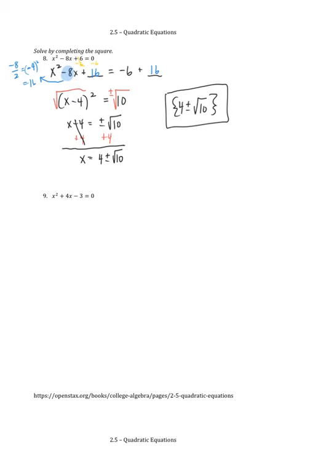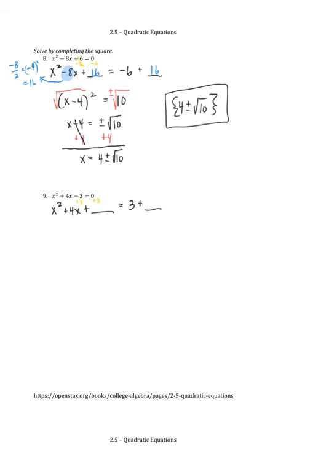All right, let's try one more. So let's try number 9. So for number 9, remember the first step is to get everything with a variable on the left. So x squared plus 4x, and then you put a plus blank, equals, we're going to move that negative 3, so we're going to add it to both sides. So now it'll be a positive 3 plus blank.